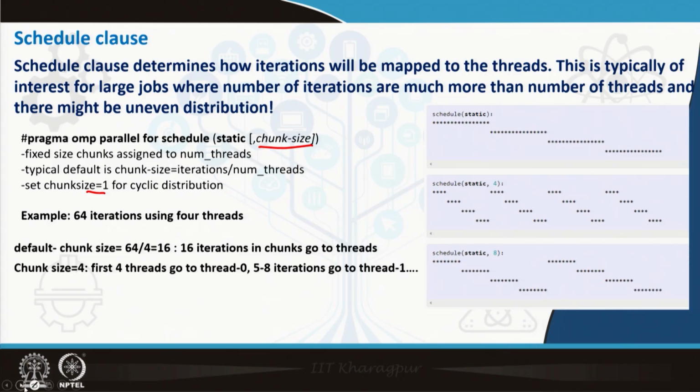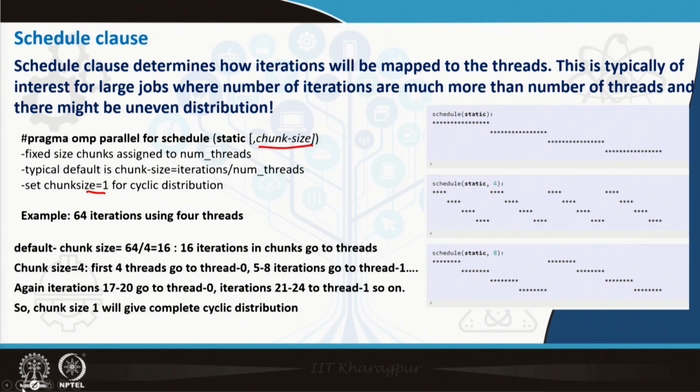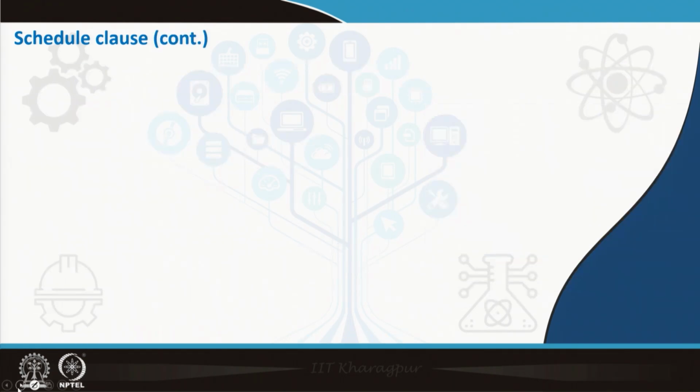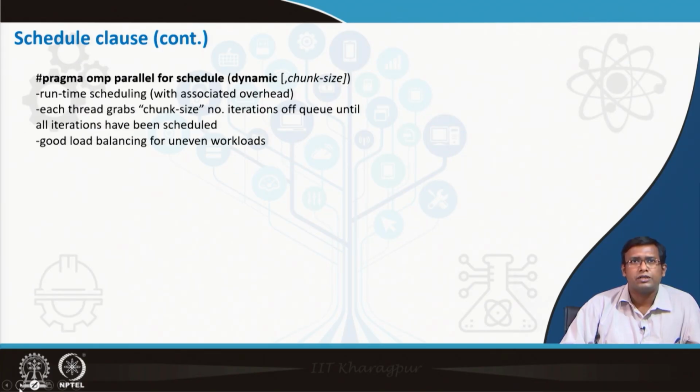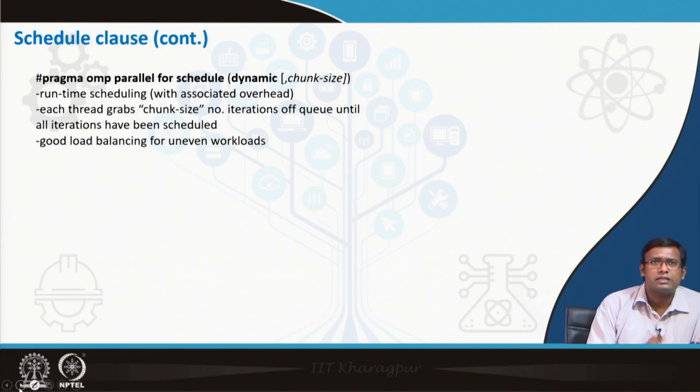Well, this is the default chunk size 4, shown here, and chunk size 1 gives a complete cyclic distribution. Up to this is the distribution we have discussed. There are other parts of the schedule clause, like pragma OMP parallel schedule dynamic, which dynamically allocates the threads, and each thread grabs some of the chunk size, and depending on the workload, it dynamically allocates the thread.